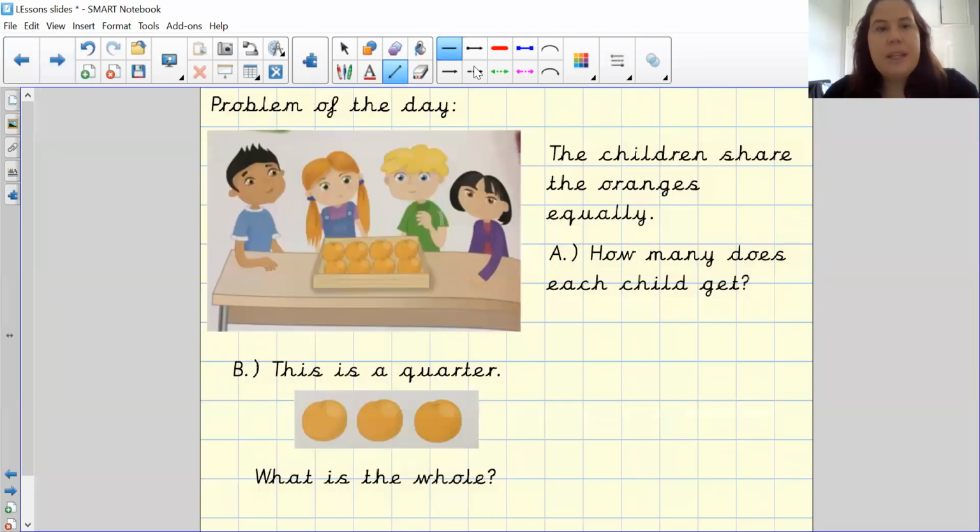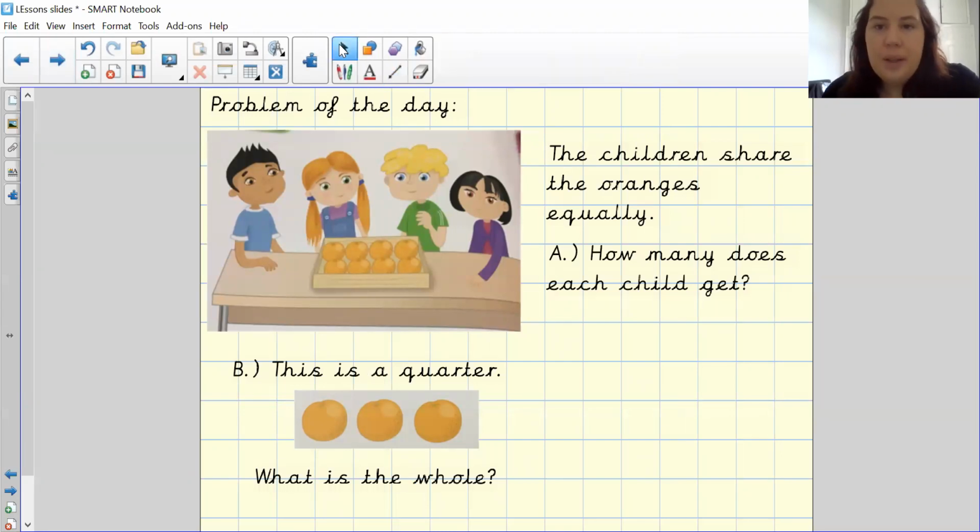So let's begin with our problem of the day today. The children share the orange equally. How many does each child get? So that's your first question. Your second question is, this is a quarter. And as you can see down here, you have the 3 oranges. What is the whole? So that's a little bit of a challenge for you. So please stop the video now and solve them questions, please. I'm now going to go through the answers on the next page.